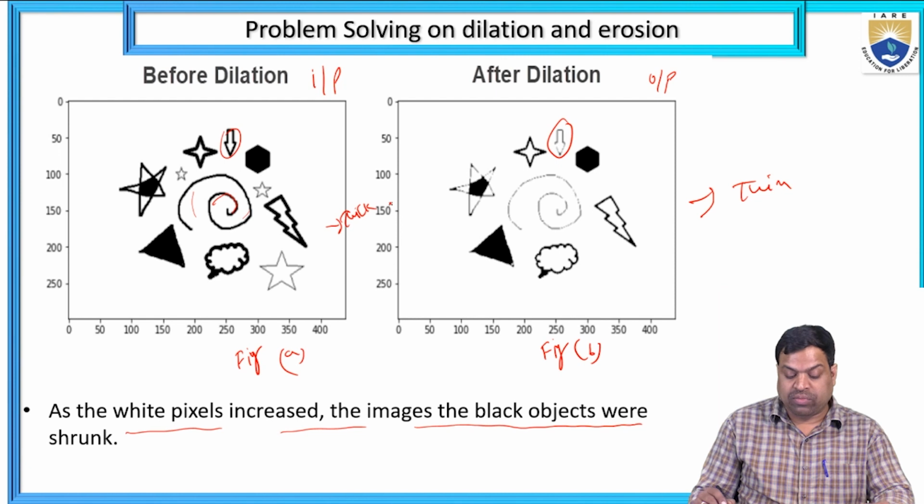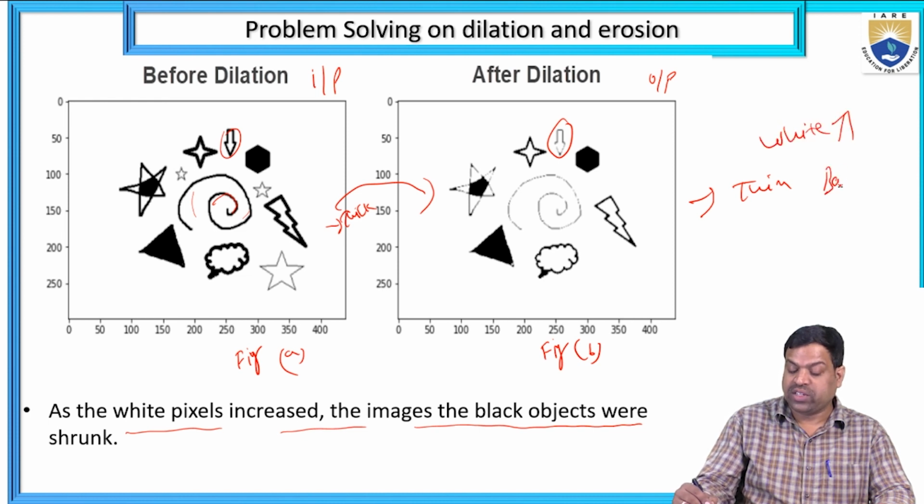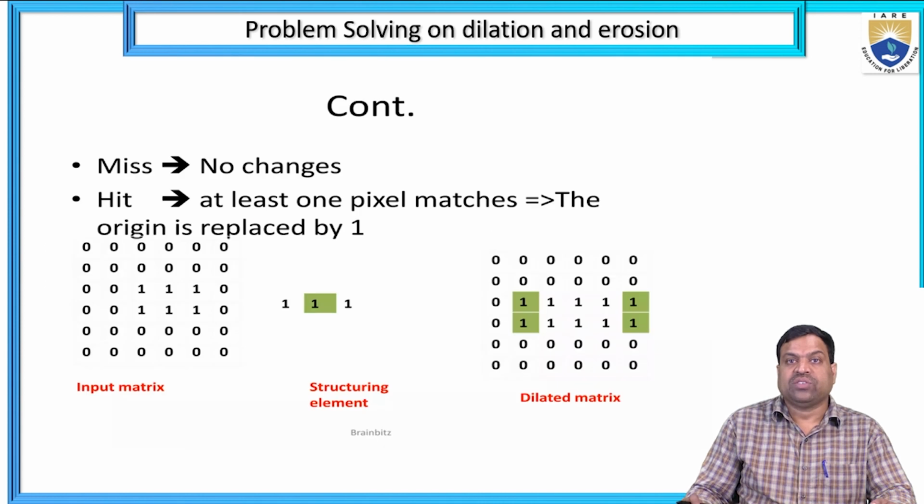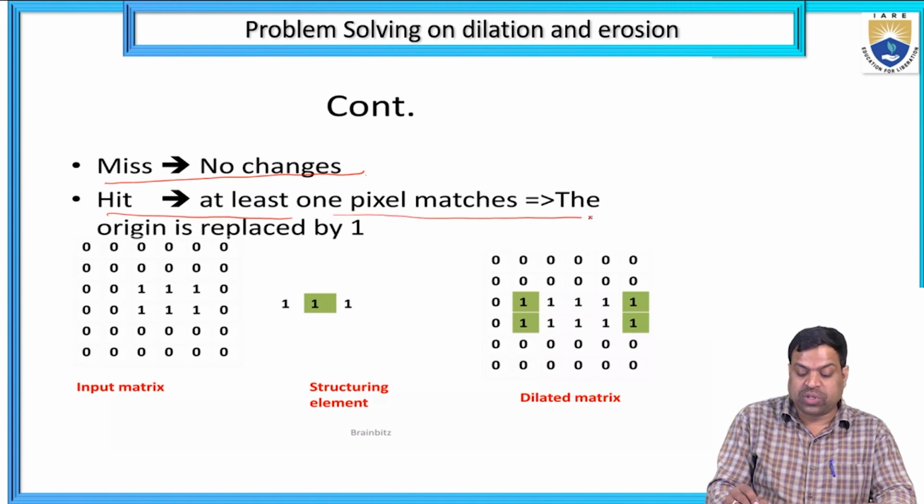Okay. So here, what is the dilated image? White pixels are increasing. So the black that is there is being dominated by white. Compared to this one, white is increasing and black is decreasing. So black objects were shrinking. Black is shrinking, white is expanding. Here, miss is no match. Hit equals at least 1 pixel matches.